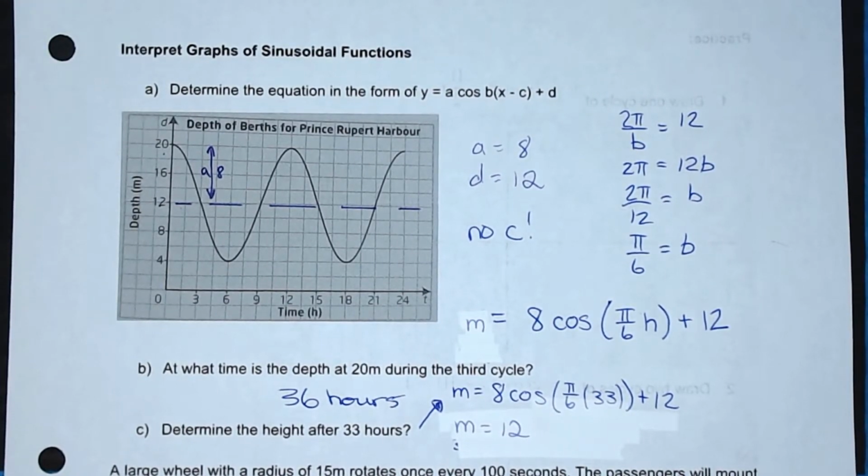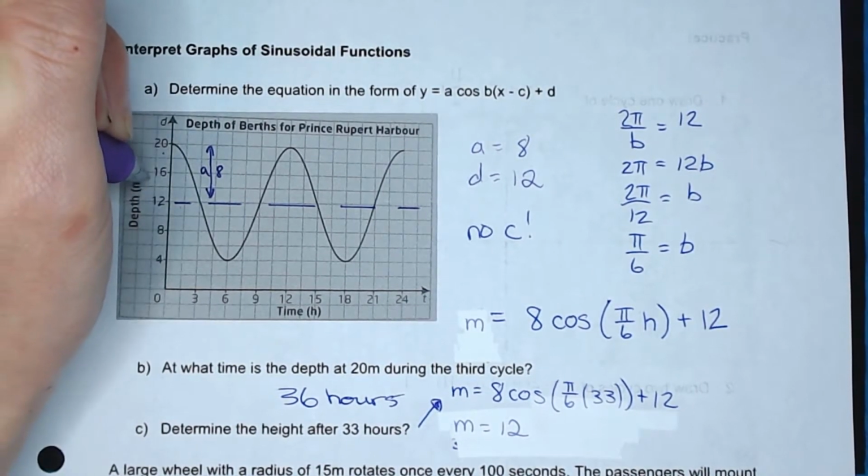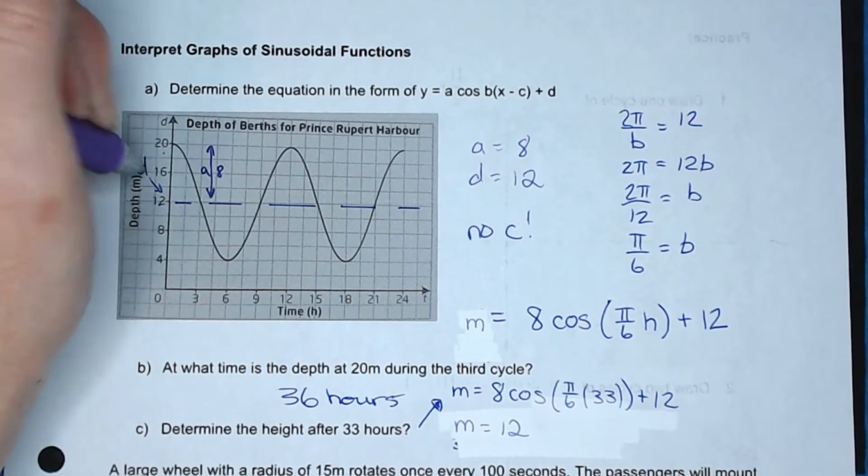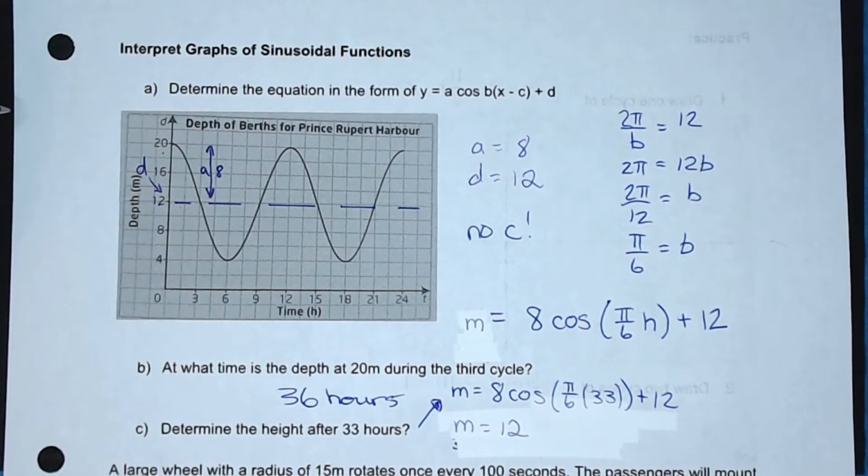Okay. Our D, that's our vertical shift. Wherever that midline falls, that's where your vertical shift is. So here's our D value, plus 12. There's no C. And you might be thinking, well, how the heck do I know that?